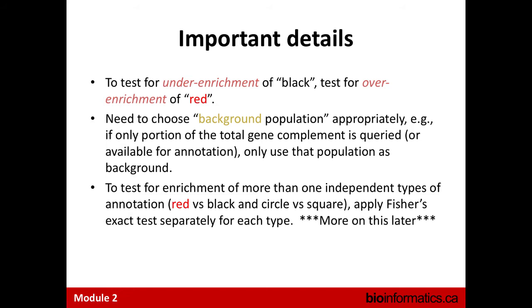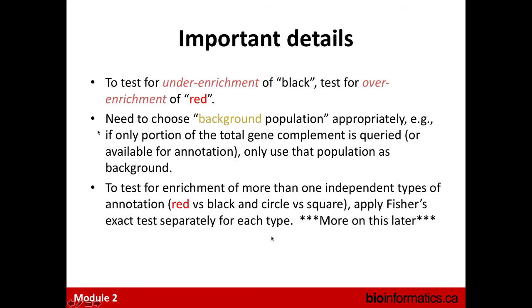You could do it, for example, by doing a two-sided Fisher's exact test where you could look for over and under-enrichment. And the background population is very important if you are not doing a whole genome experiment, and the results can be drastically different between a background that is set correctly or not if you do a custom microarray.